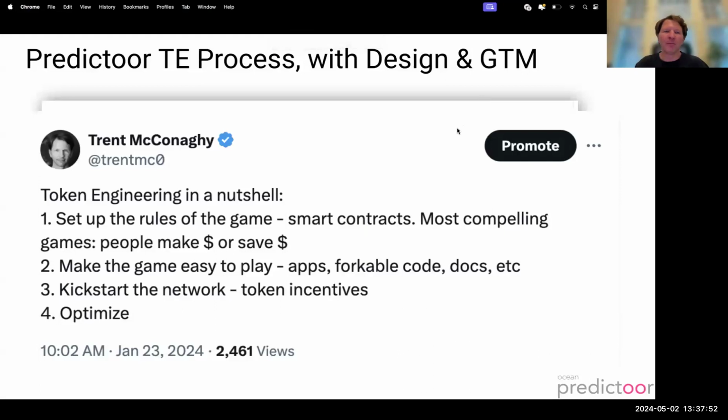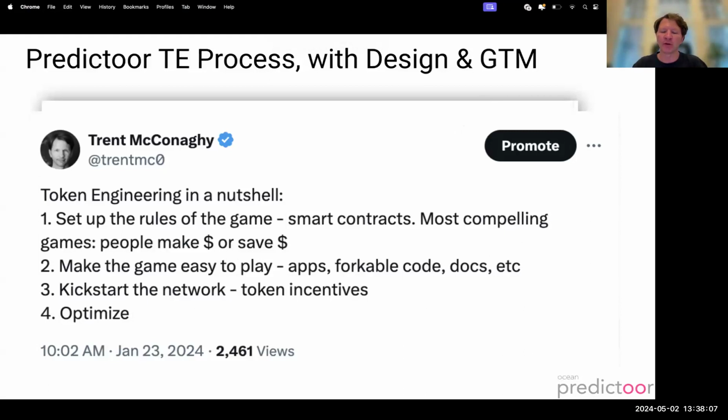So overall, I tweeted this actually a couple months after we launched Predictor, but I realized it's a pretty good short summary of token engineering, with a nice focus on product as well and go to market.